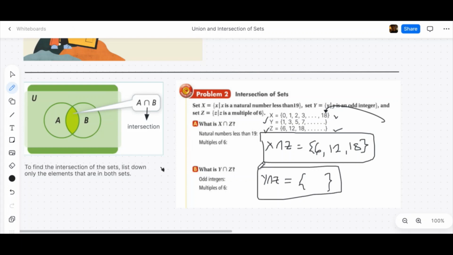You write a brace, but then just don't put anything inside. That signifies empty set. We also can answer this symbol. This means null set. Empty set or null set, otherwise, they are both the same, and they are both also correct. Alright?